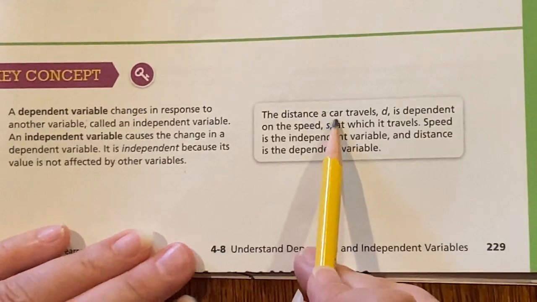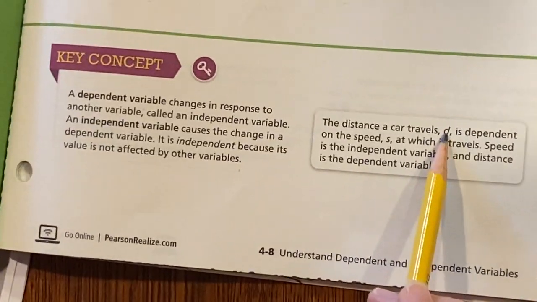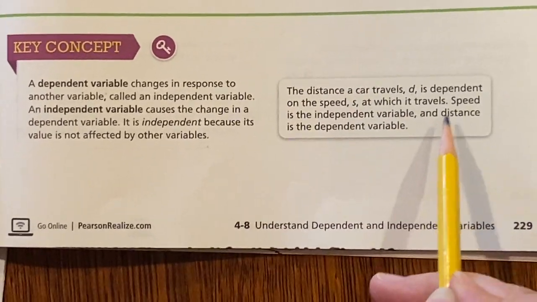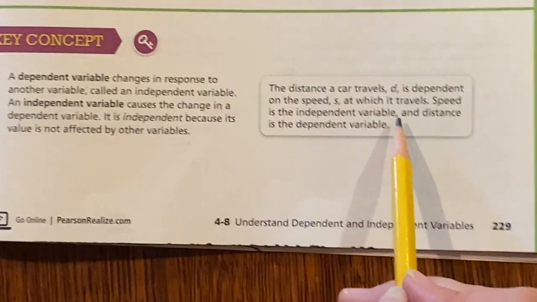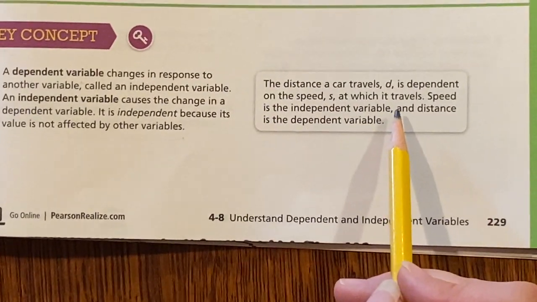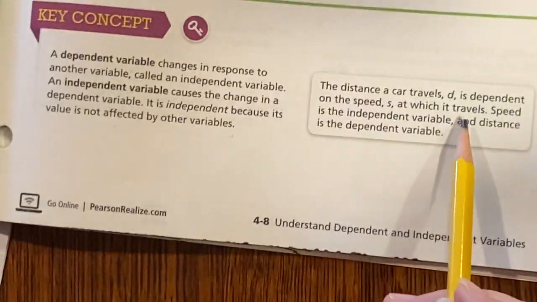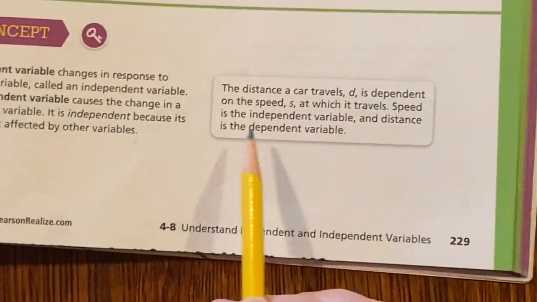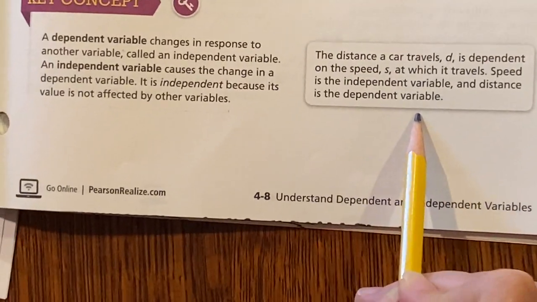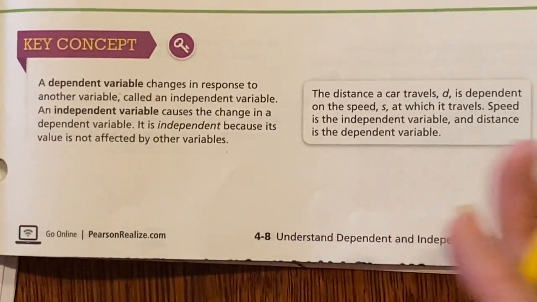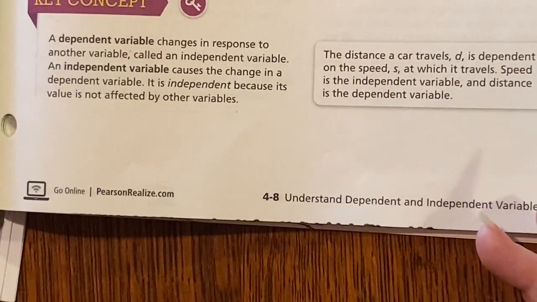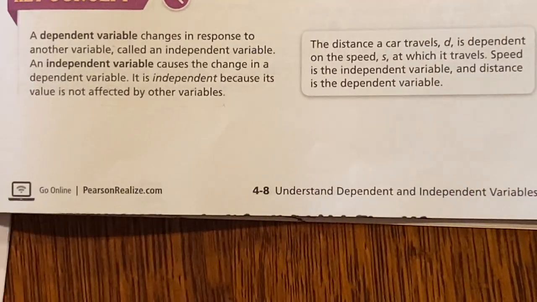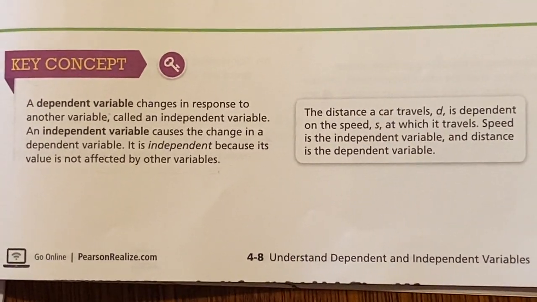Okay, the distance a car travels, we'll call that D. It's dependent on the speed, S, at which it travels, right? If you're going 90 miles an hour, you are going to travel a farther distance than if you went 5 miles an hour. The speed is the independent variable and the distance is the dependent variable. The speed is the speed. 90 miles an hour is 90 miles an hour. Or 5 miles an hour is 5 miles an hour. But how far you travel is going to be dependent on that speed.